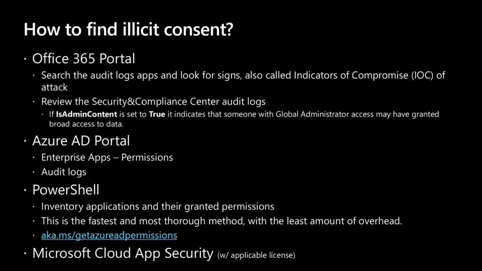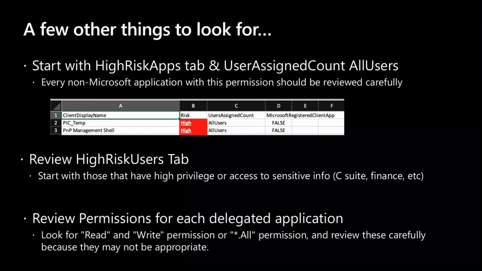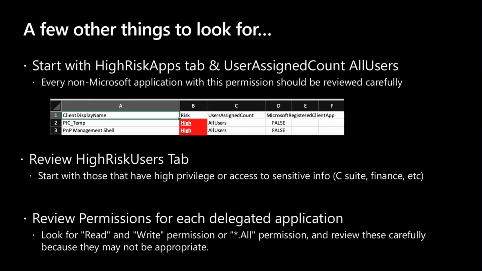All right, so let's take a look at what we should start doing once we get in there. What should you start with? We have a tab in this output, and Bailey will show you this, with the high-risk apps as well as the user-assigned count. Any application that you don't recognize, that's not a Microsoft application, with these very high permissions, you probably want to start with, to understand specifically what that application is and figure out who consented to it, because that means an admin has consented to this very powerful application. The user assigned count of all users means all users can access it because an admin consented to it.